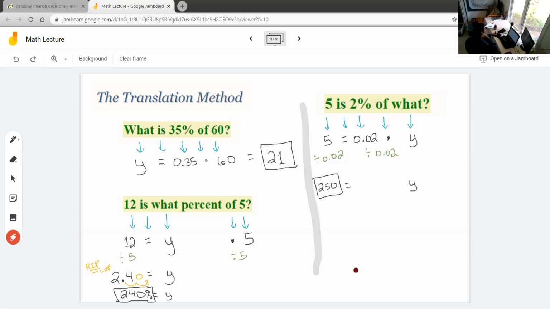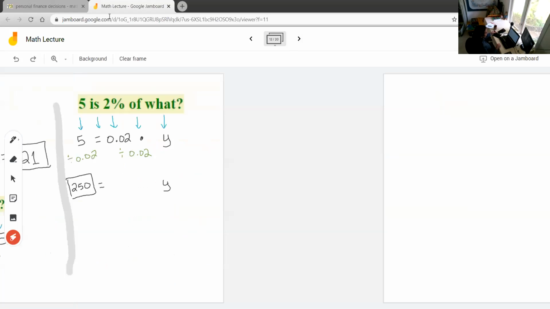Every now and then we'll luck out and the y will be by itself, and then it's easy. But 2/3 of the time, there will be something stuck onto y with multiply, and then we have to divide both sides by whatever is stuck onto y. So this is the translation method. Some people love this. If you do, great. If you don't, let's talk about the proportion method.